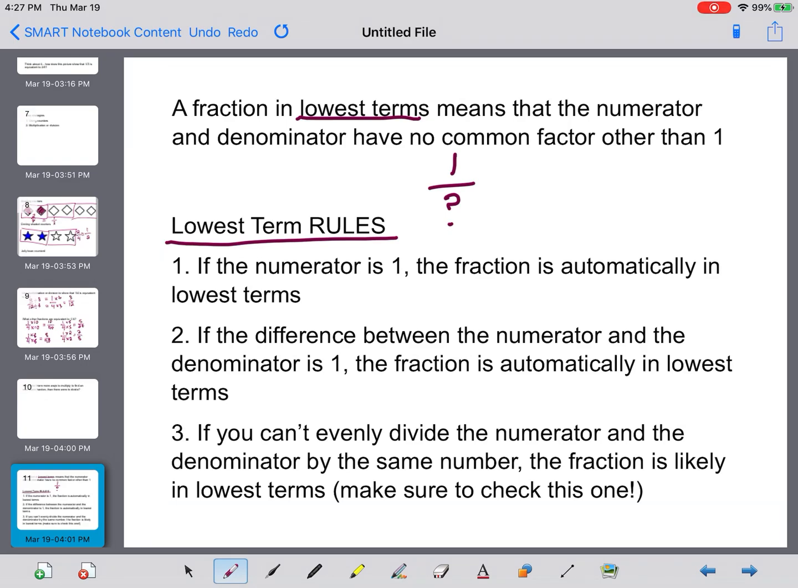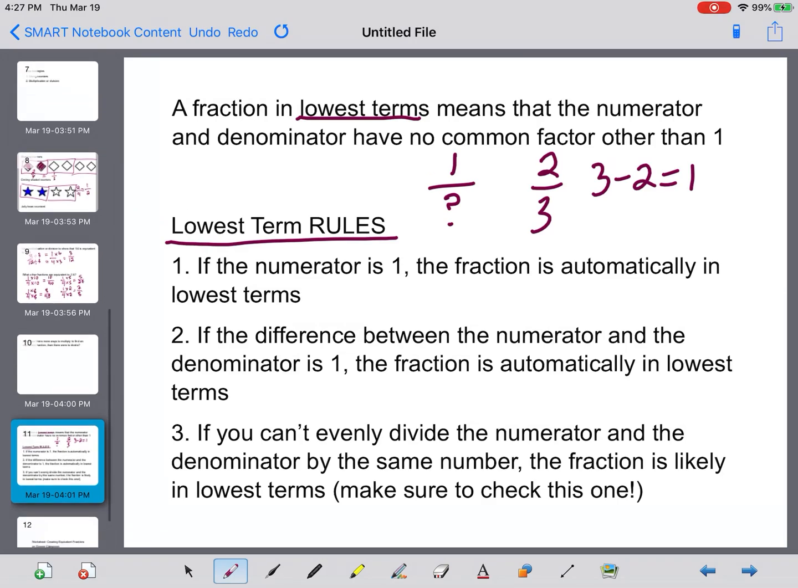Rule number 2 is if the difference between the numerator and the denominator is 1, meaning that if you subtract and you get 1, the fraction is automatically in lowest terms. So for example, 2 over 3, if we take 3 minus 2, we get 1, and that means that 2 over 3 is already in lowest terms. And rule number 3 is if you can't evenly divide the numerator and the denominator by the same number, the fraction is probably in lowest terms, but you want to make sure you check that one out because sometimes we forget and we can't think of a number that we want to divide it by. So just make sure to check that one.